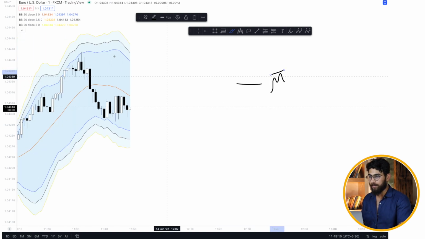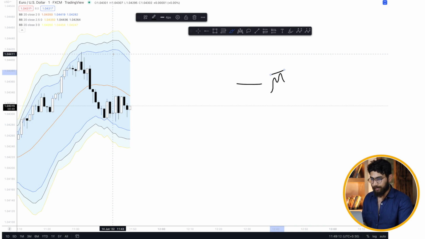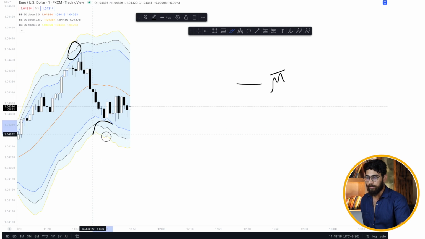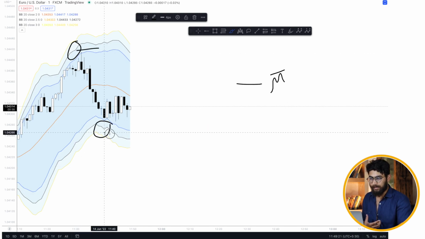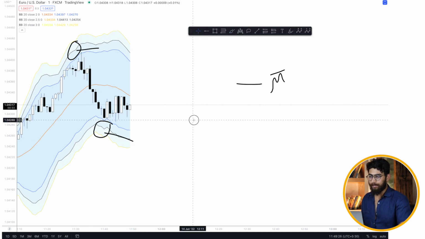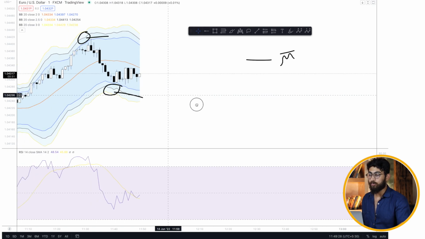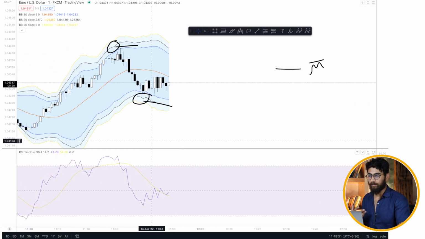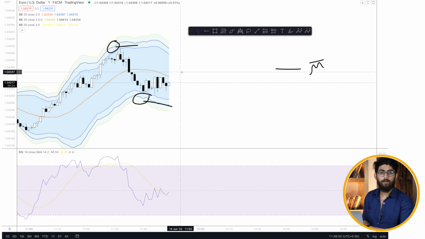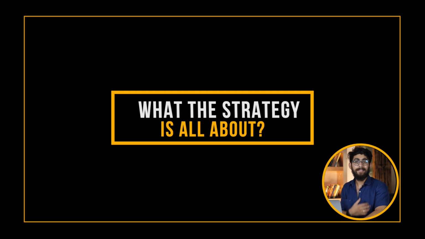And that is what we are going to do in this strategy. We are using the Bollinger Band to find important areas like this area over here. The upper bands and the lower bands of the Bollinger Band will serve us as resistance and support. And then what we are going to do is add divergence with it, so that we have momentum change with an important level. So this is how we are going to use the strategy. Now let us see what the strategy is all about.